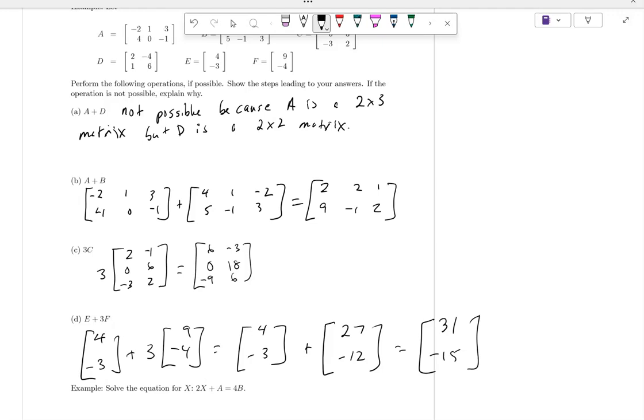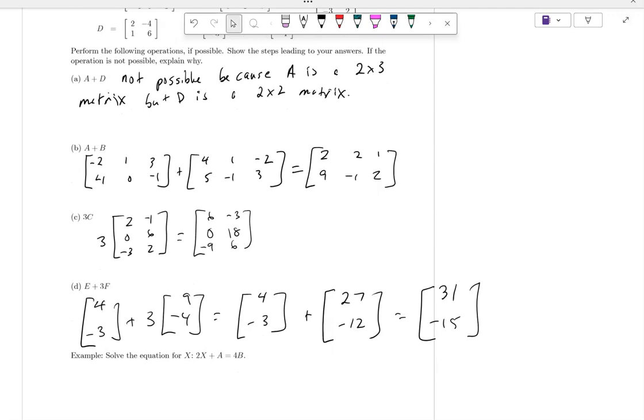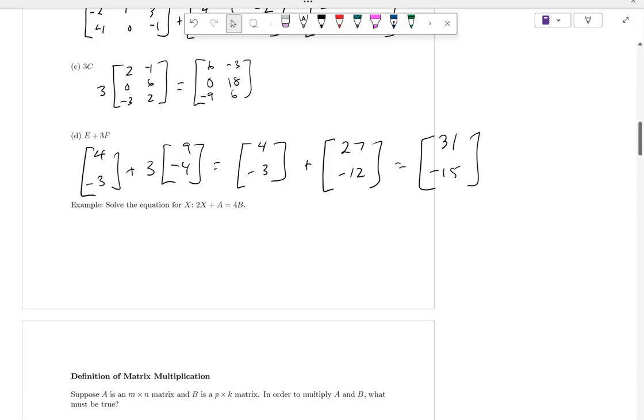Now, one of the things we can do as practice with this is also solve what's referred to as a matrix equation. If this was just 2x plus a equals 4b, and I asked you to solve for x, not worrying about the fact that they're matrices, but just say there were numbers, what would you do first to solve for x? Yeah, I'd move a over, and then we would divide both sides by 2.